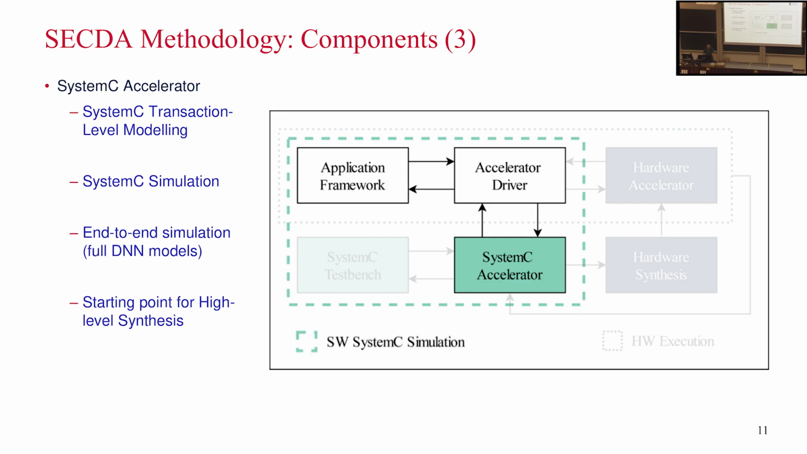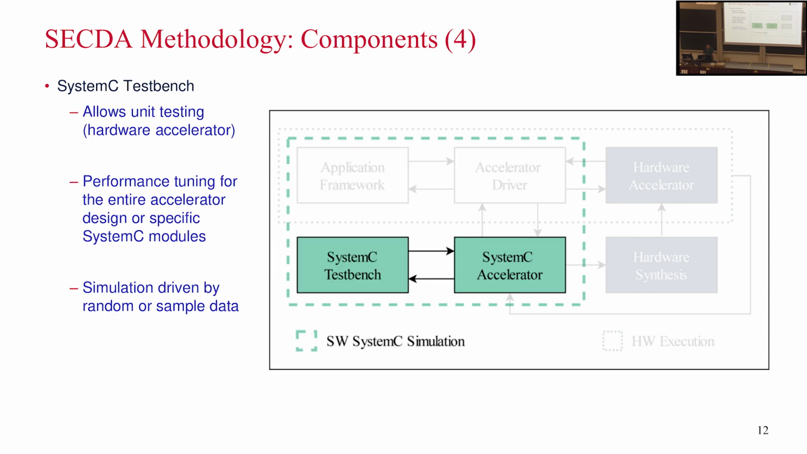Another component is the SystemC accelerator. Here, what we do is end-to-end simulation of the NN models based on transaction-level modeling. And this, as I mentioned before, is the starting point for the high-level synthesis. We also have a SystemC test bench. Obviously, when we are designing an accelerator, we want, for example, to test some isolated processing element, not the full thing, or we can test isolated elements and also do random or sample data simulation.